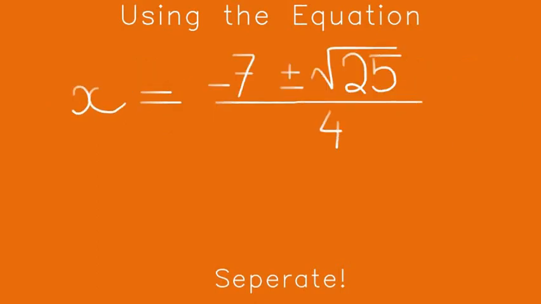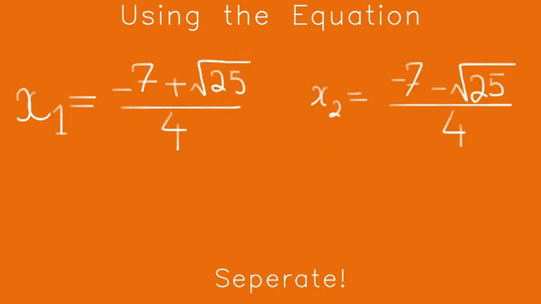Okay, again, look at this equation that we have: negative 7 plus minus under root 25 divided by 4. We can separate into x1, which just has the positive number, and x2, which just has the negative number right beside the square root. Okay, so that is where we divided the whole thing. Negative 7 added to under root 25 and divided by 4, and x2, which has negative 7 minus square root of 25 divided by 4.